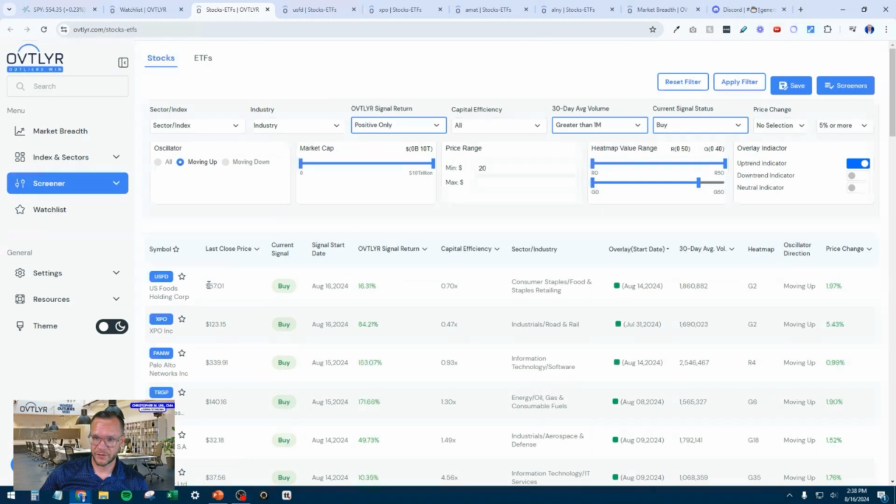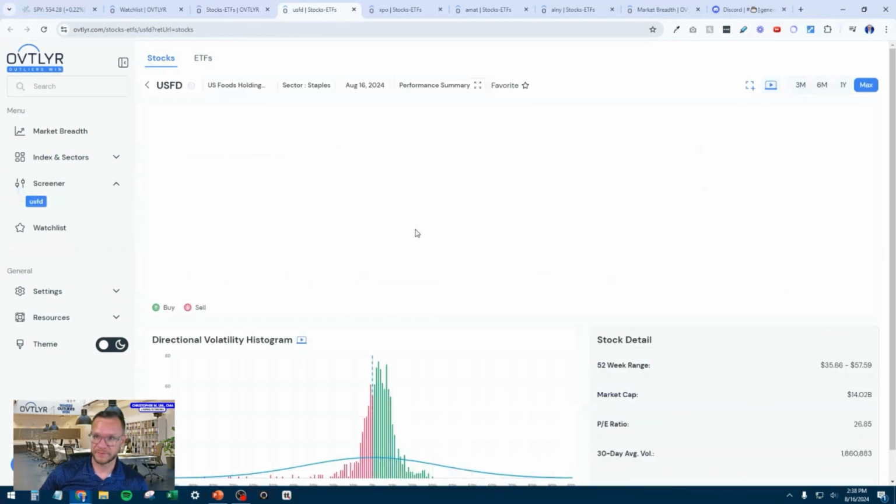USFD is currently around $57 with the buy signal. Signal started today. Historic return, 16%. Capital efficiency is at 0.7. This is in the consumer staple sector, which is important. We'll talk about that more in a minute. The overlay started 2 days ago. 30-day average volume is nearly 2 million. The heat map is at G2. Oscillator's moving up. And the price change yesterday was 1.97%.